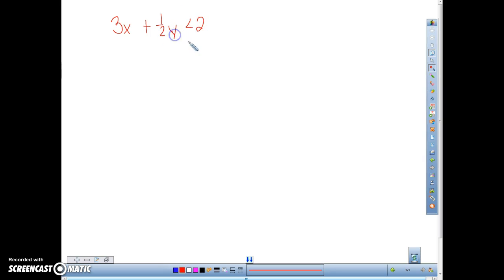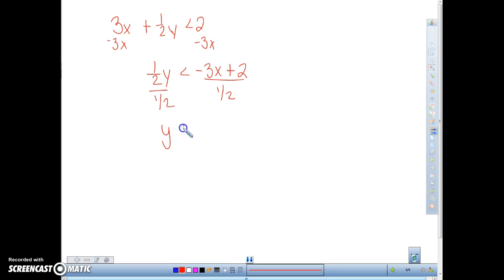So always remember, to be able to graph these, especially the linear ones, they have to be in slope-intercept form. So we want to subtract that 3x over. So you have 1/2 y is less than negative 3x plus 2. And then since they're multiplying by a half, I'm going to divide by a half. And so y is less than negative 6x plus 4.